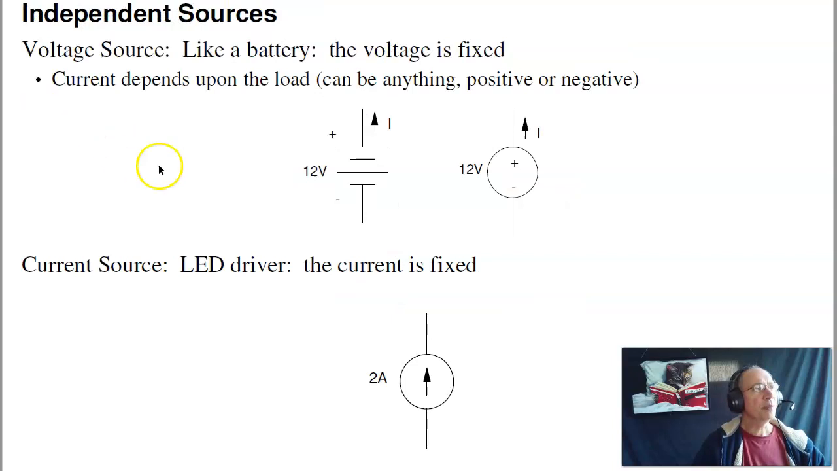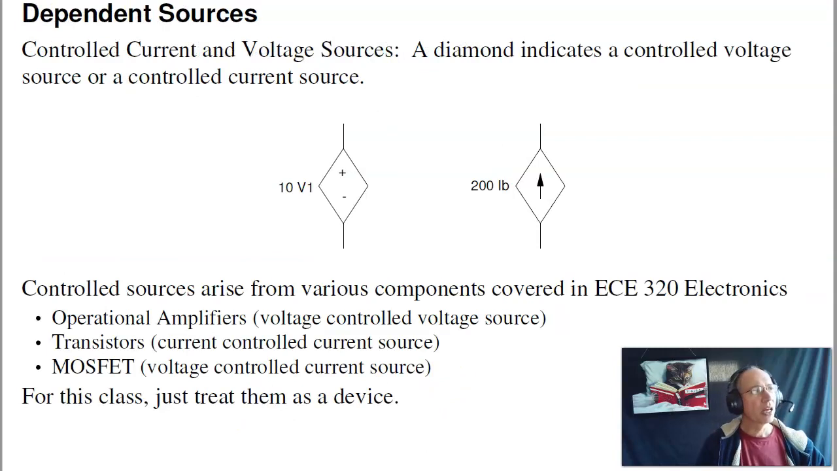These also are used extensively in 311 circuits too. For independent sources, you have the voltage source, which can either be this symbol denoting a galvanic cell or a circle, current source, like an LED driver, or the dependent sources that are diamonds.